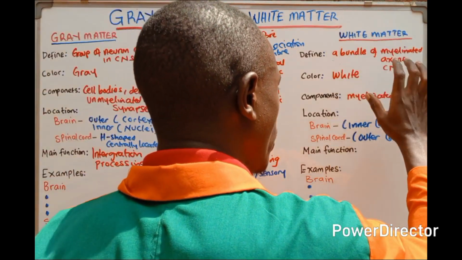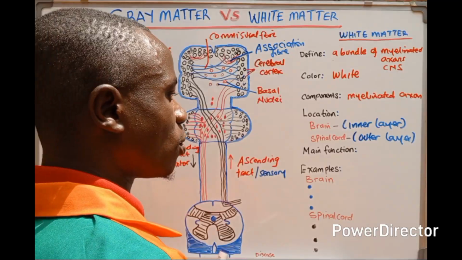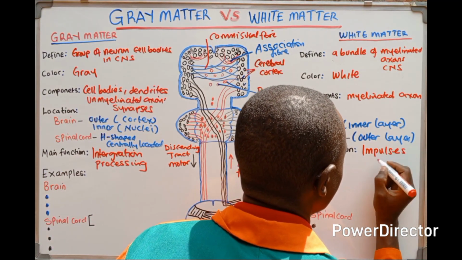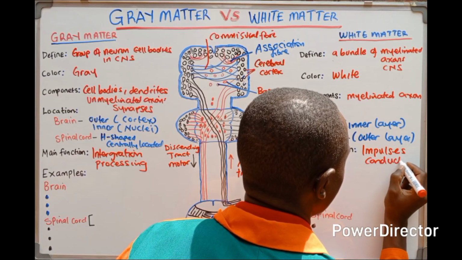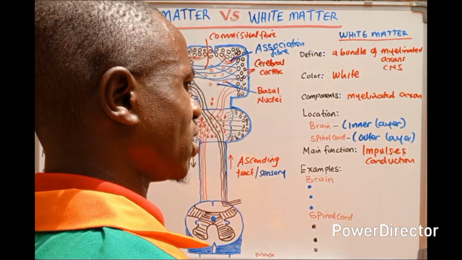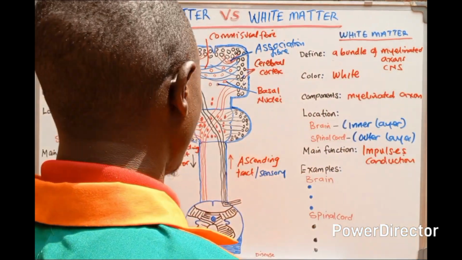When we come to the white matter, because they are myelinated axons, they are going to be aiding in impulse conduction, the transmission of action potentials. That's going to be the main function of the white matter. It's just such another beautiful thing.